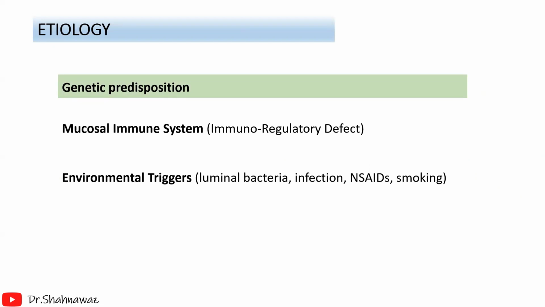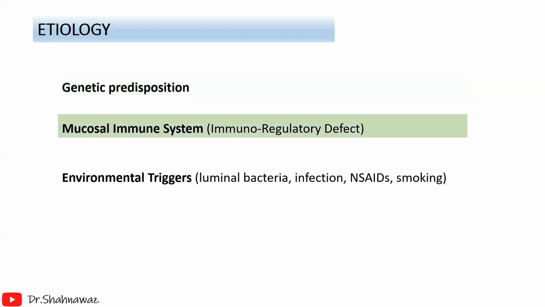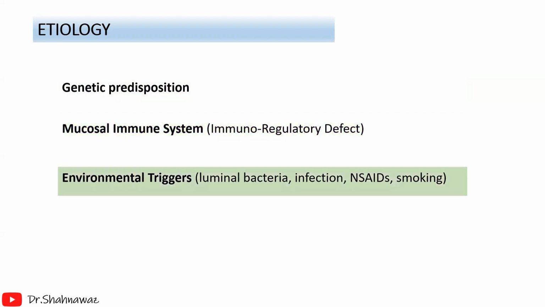They have a positive family history, in which inflammation of the bowel has happened, and immune system regulation could be affected. We see there is no proper regulation of the immune system in IBD, due to which inflammation could occur in the mucosa. Environmental triggers like luminal bacteria, where some bacteria could inhabit the mucosa, cause the inflammation.